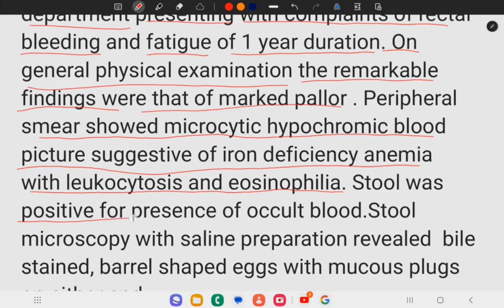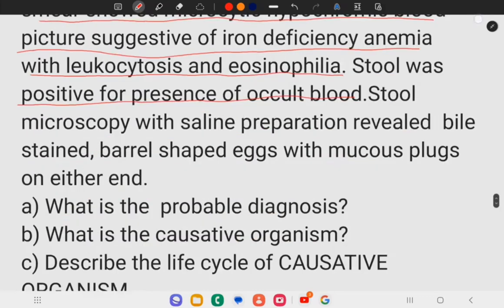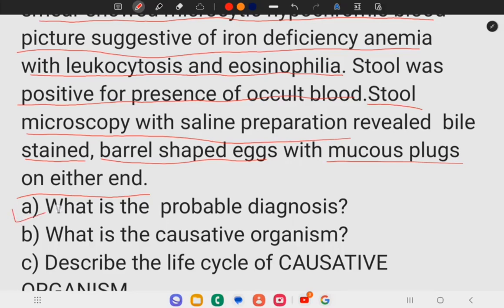Stool was positive for the presence of occult blood. Stool microscopy with saline preparation revealed bile stained barrel shaped eggs with mucus plugs on either end. You will be able to answer all these questions at the end of the video.